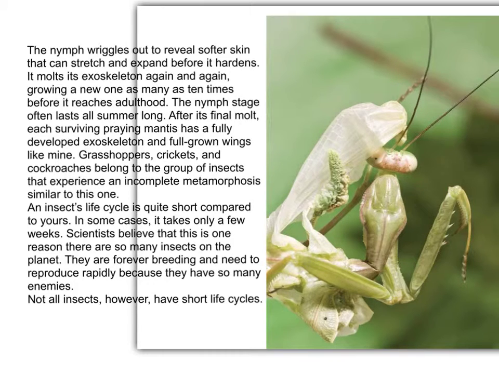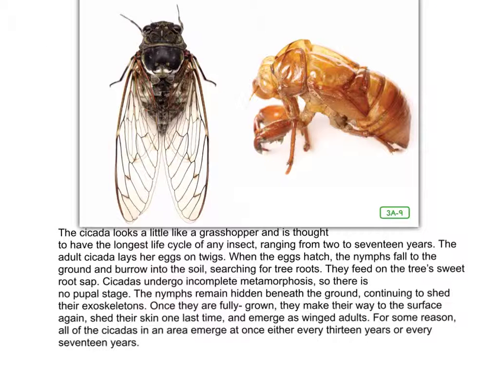An insect's life cycle is quite short compared to yours. In some cases, it takes only a few weeks. Scientists believe that this is one reason there are so many insects on the planet. They are forever breeding and need to reproduce rapidly because they have so many enemies. Not all insects, however, have short life cycles.